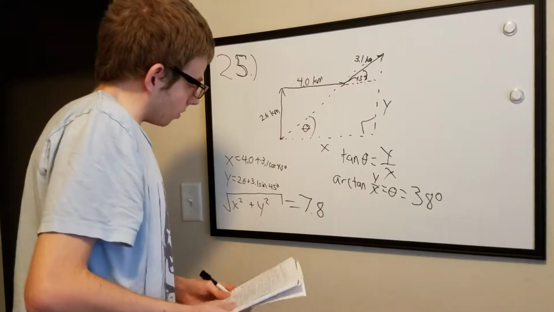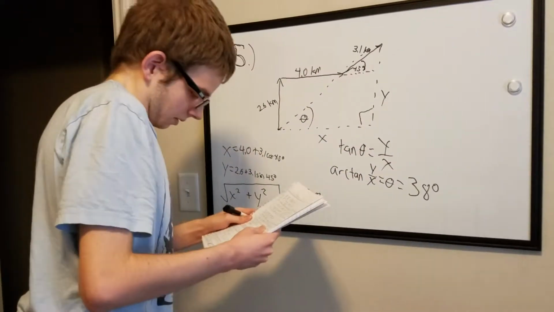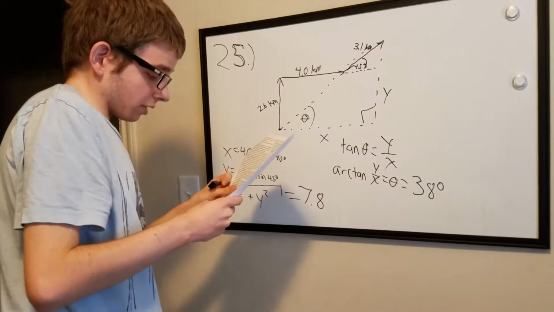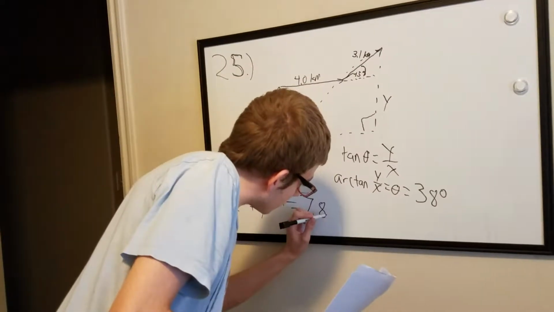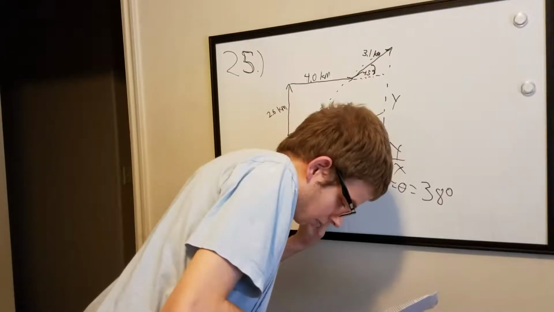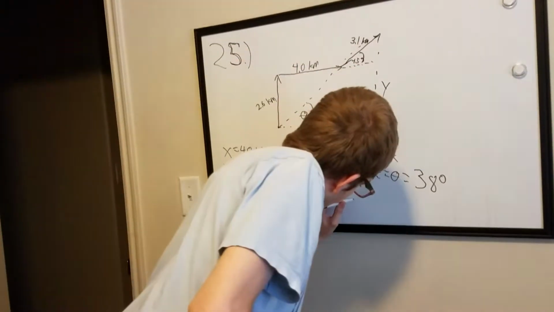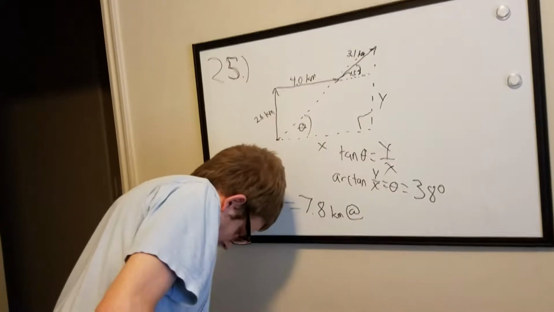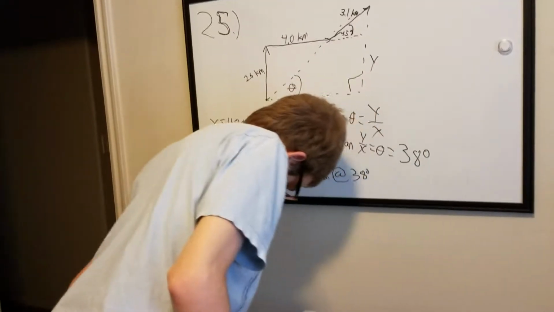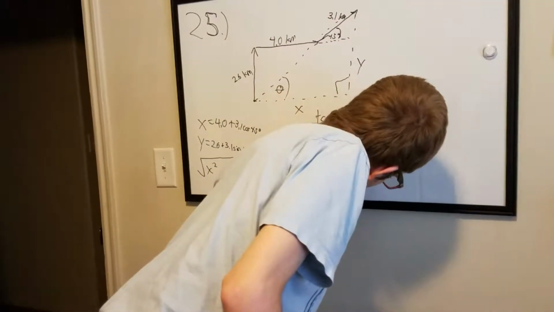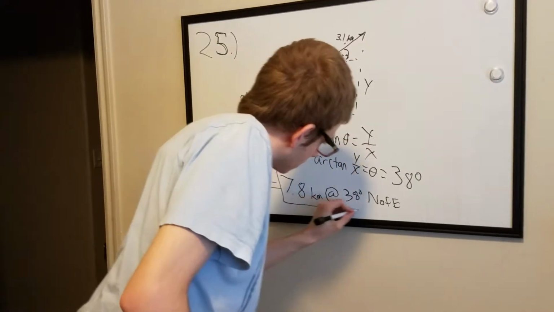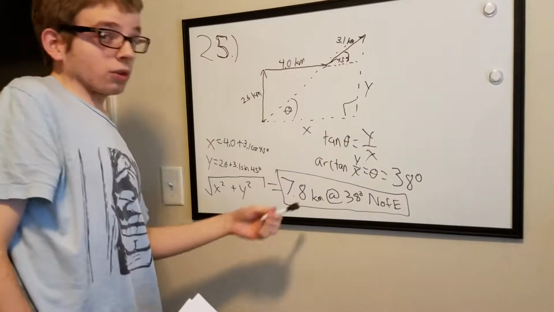So then the final answer is, we have to determine the magnitude and direction of the resultant displacement. So the answer is the vector is 7.8 kilometers at 38 degrees north of east. And this will be your final answer.